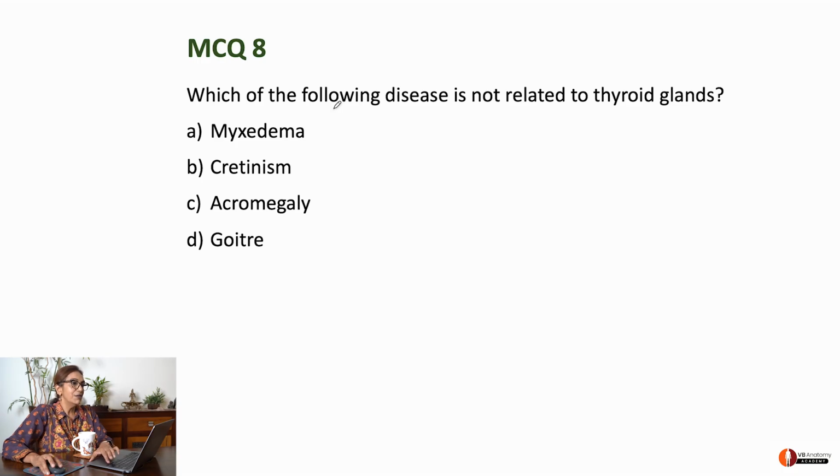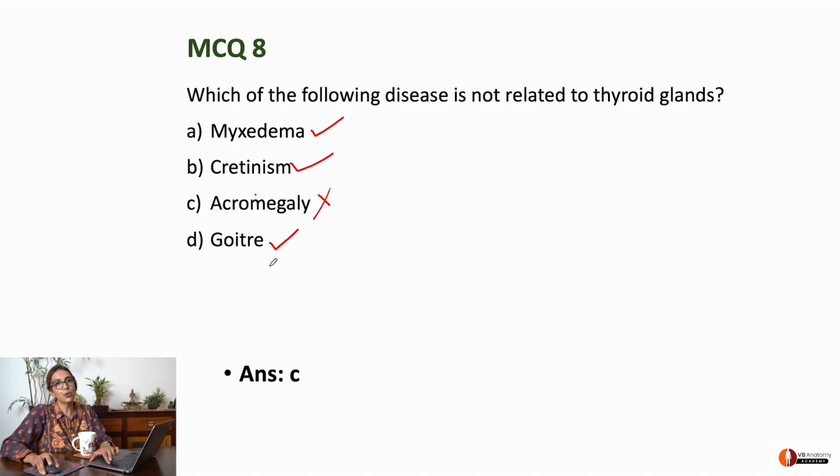MCQ 8. Which of the following disease is not related to thyroid gland? Myxedema? Yes, it is related. Cretinism, yes, it's related. Acromegaly, no. If you recall, acromegaly is related to pituitary gland. Goiter, yes. So the answer is acromegaly. What is acromegaly? Yes, C is the answer.